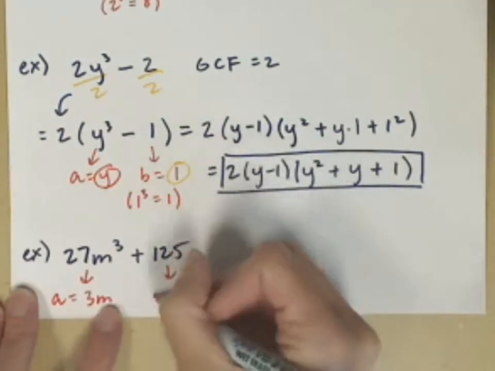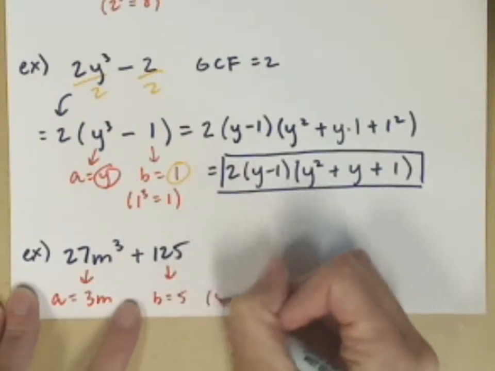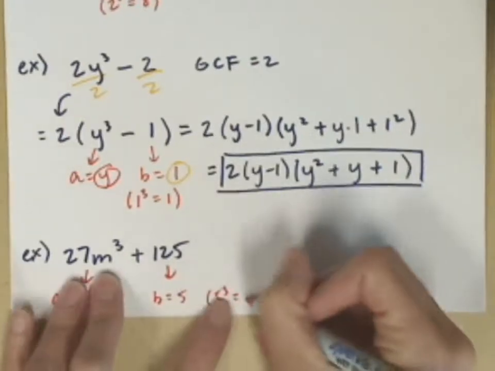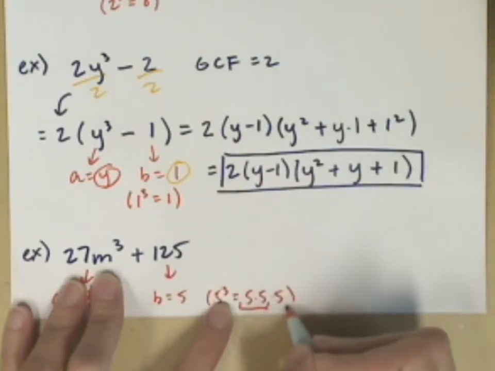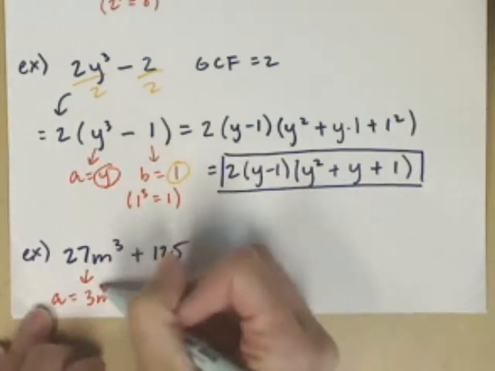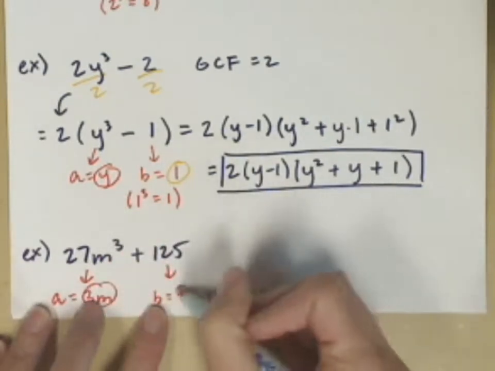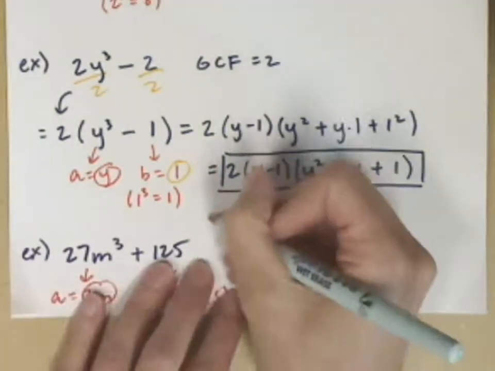And then 125, you might need to think about that a little bit, but b is 5. 5 cubed is 5 times 5 times 5, that would be 25 times 5, which gives us the 125. So we have a 3m that's going to go into the formula and a 5 that's going to go into the formula. I'm going to write the formula right up above here.